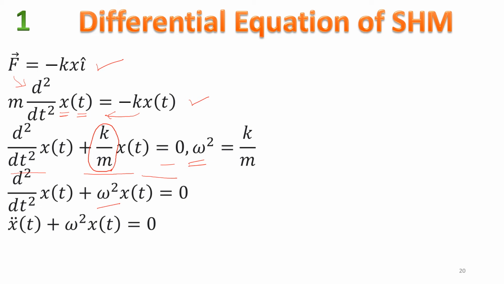When a physicist puts a dot on a letter, it means it is a time derivative, and if there are two dots, then it is a second order derivative. So x double dot plus omega square x equal to 0 is our differential equation, which is in the most compact form. Now friends, we are in a position to attempt a solution for the differential equation.